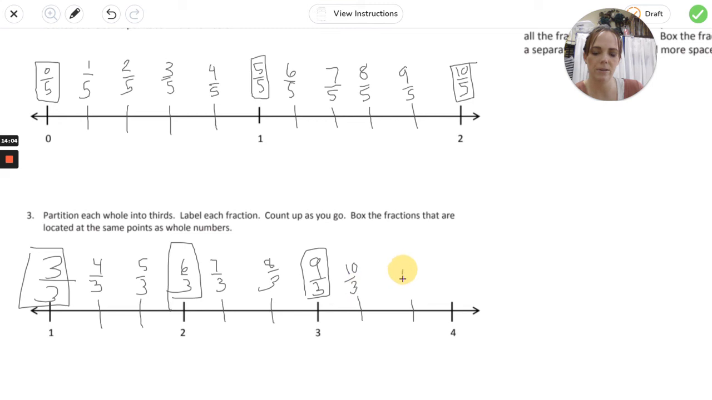10 thirds, 11 thirds, and 12 thirds. So I'm just counting up the whole time. My denominator stays at 3 and my numerator increases by 1 every jump I make. Pause if you need to.